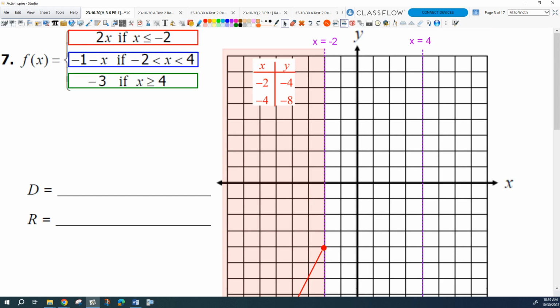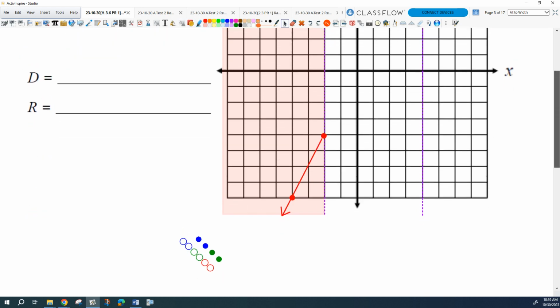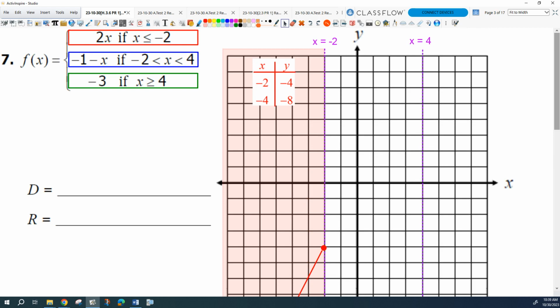What about the next region? There's our first one. Next region, let's see. So that's the blue region, where x is greater than -2 and less than 4. So here's our blue region.